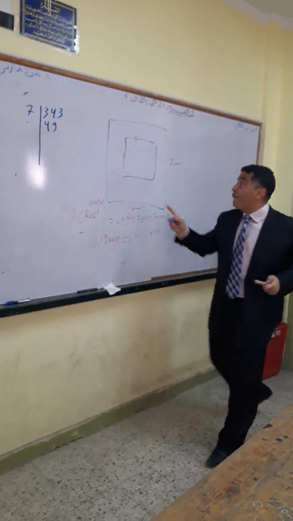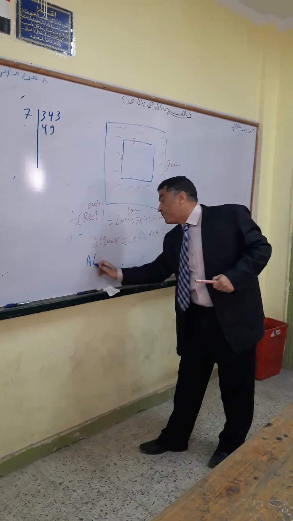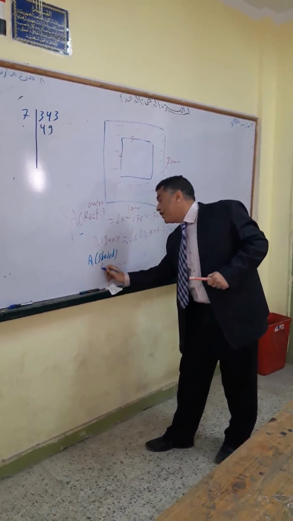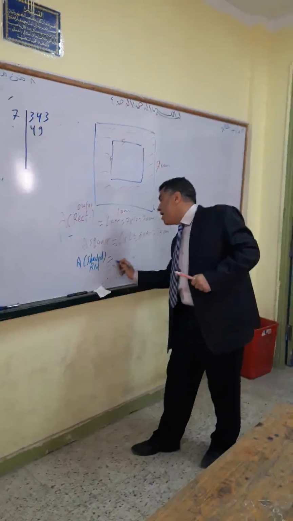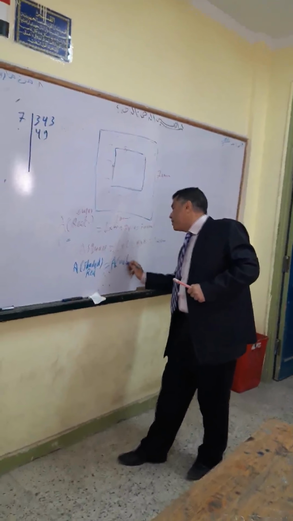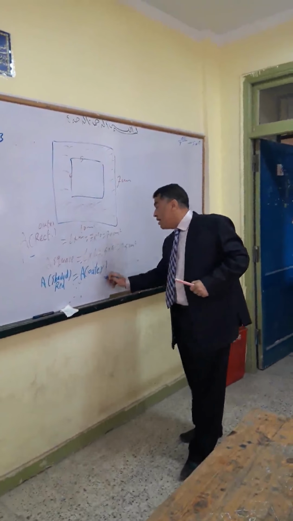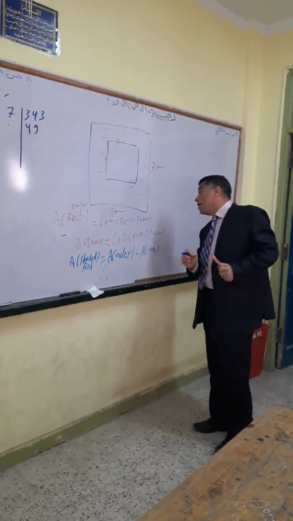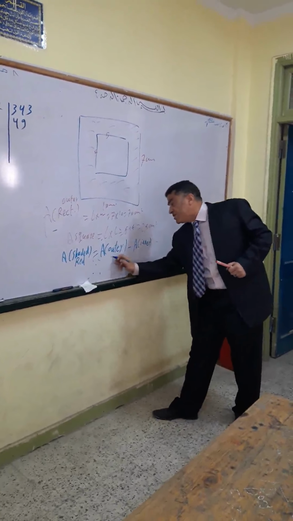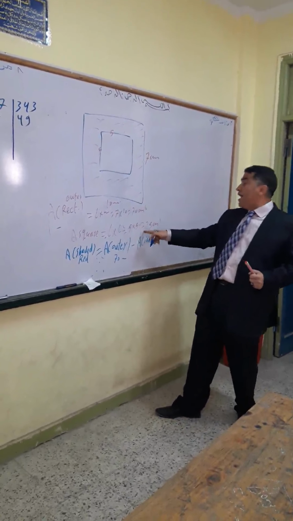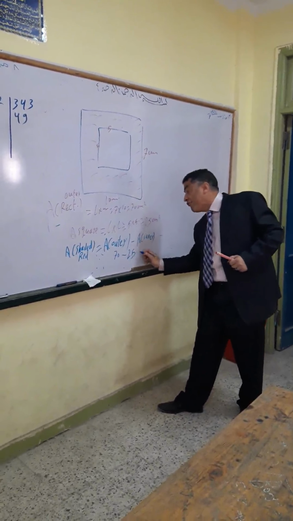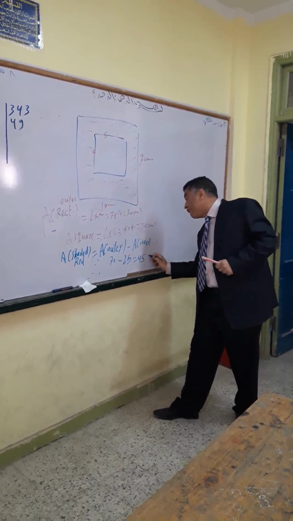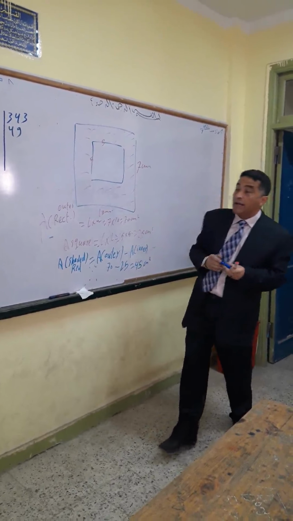Area of the shaded part, or red part, equals area of the outer shape, the rectangle, minus area of the inner shape, the square. Area of outer shape 70 minus area of inner shape 25 equals 45 centimeter square. Next, please.